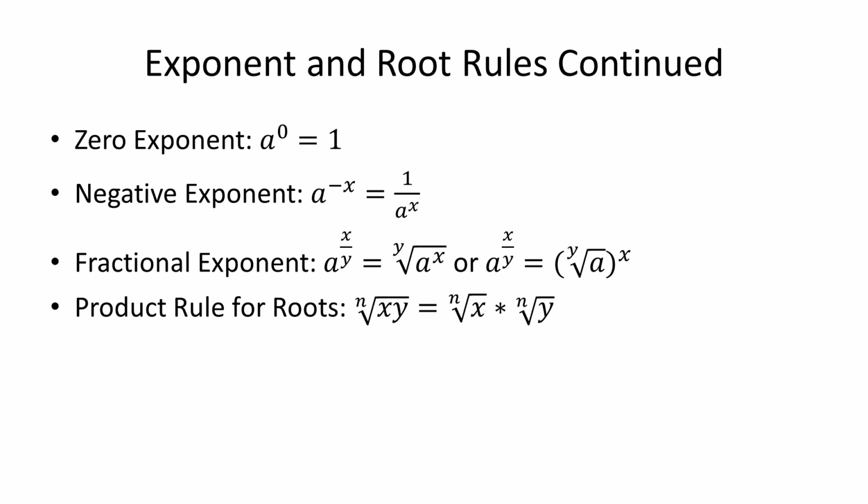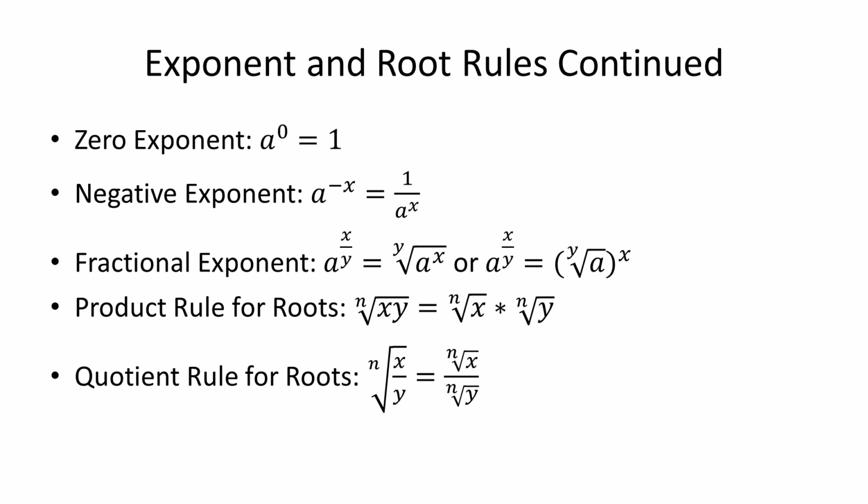The product rule for roots states that the n root of x times y is equal to the n root of x times the n root of y. And the quotient rule for roots states that the n root of x over y is equal to the n root of x over the n root of y.